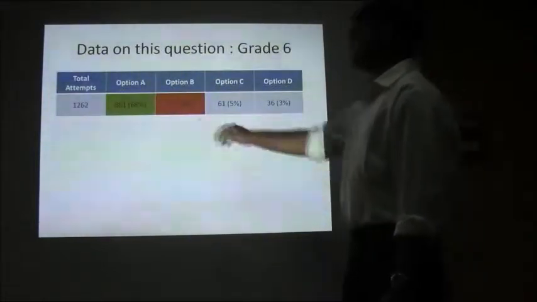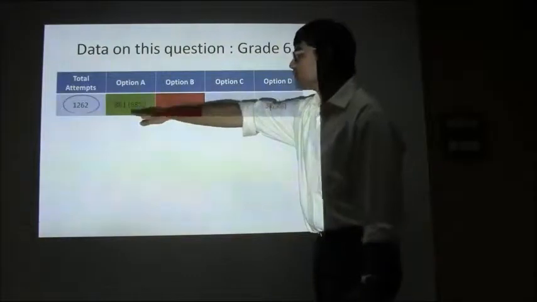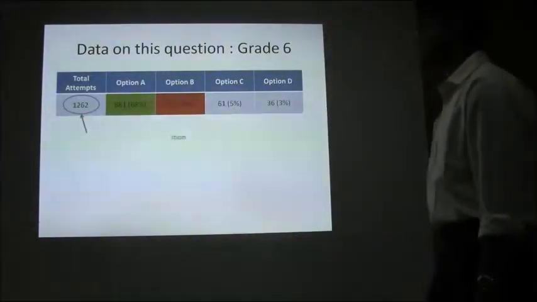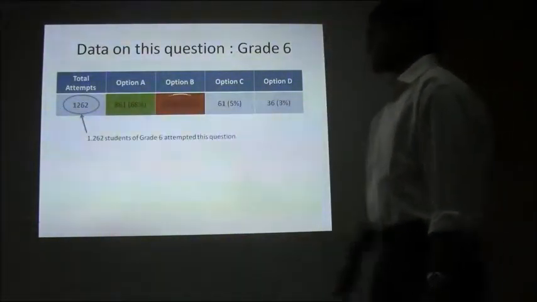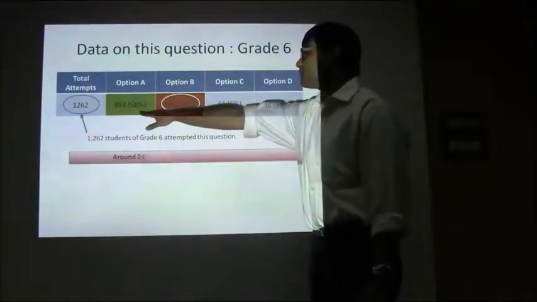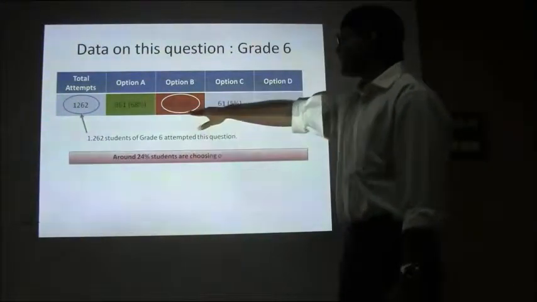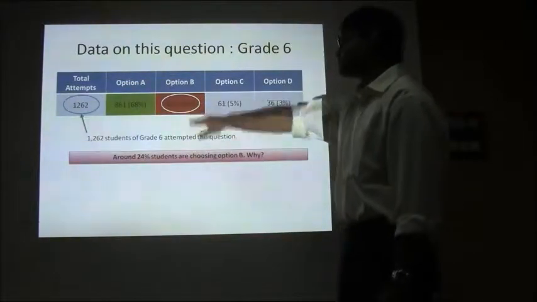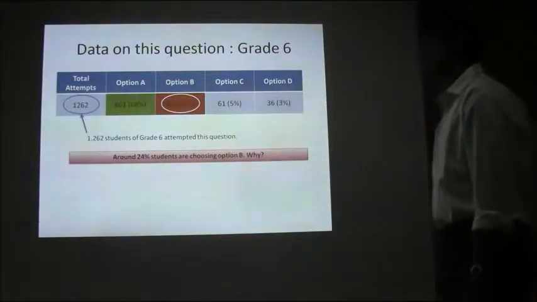Now we can see here that out of a total number of attempts of 1262, and this is for grade 6, 68% are getting the answer, which is option A, and 24% students are choosing option B. Why is this? Let's go back to the question.